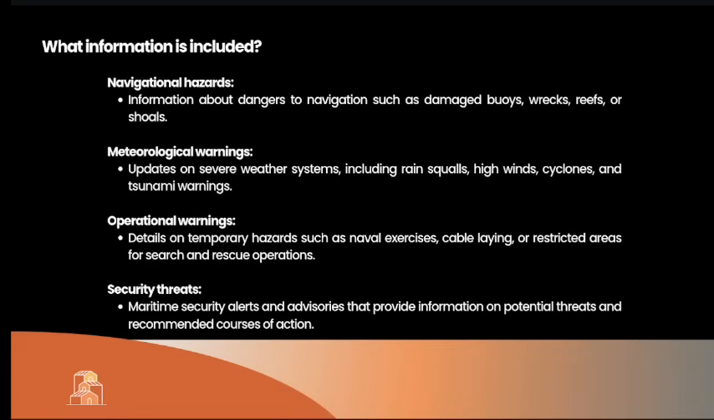So here is the information you need to remember. First, information about dangers to navigation, such as damaged buoys, wrecks, reefs, or shoals.